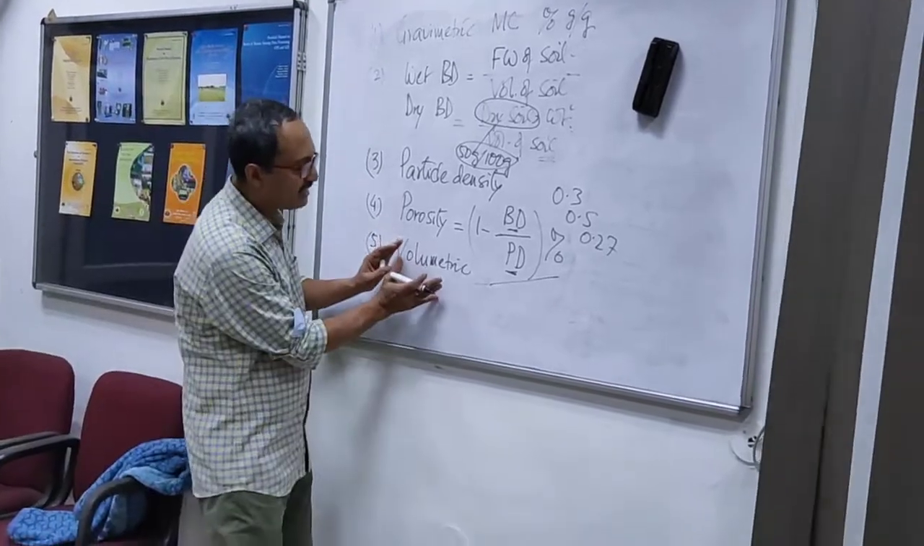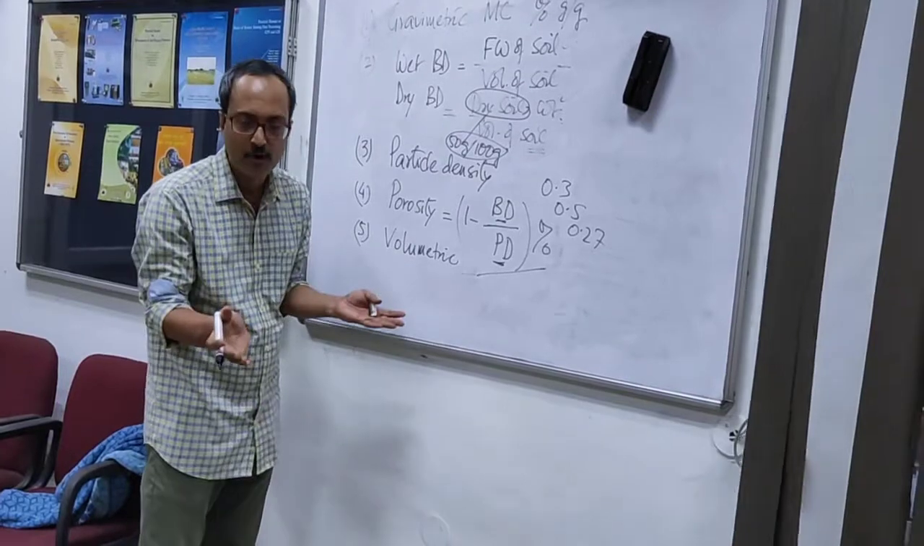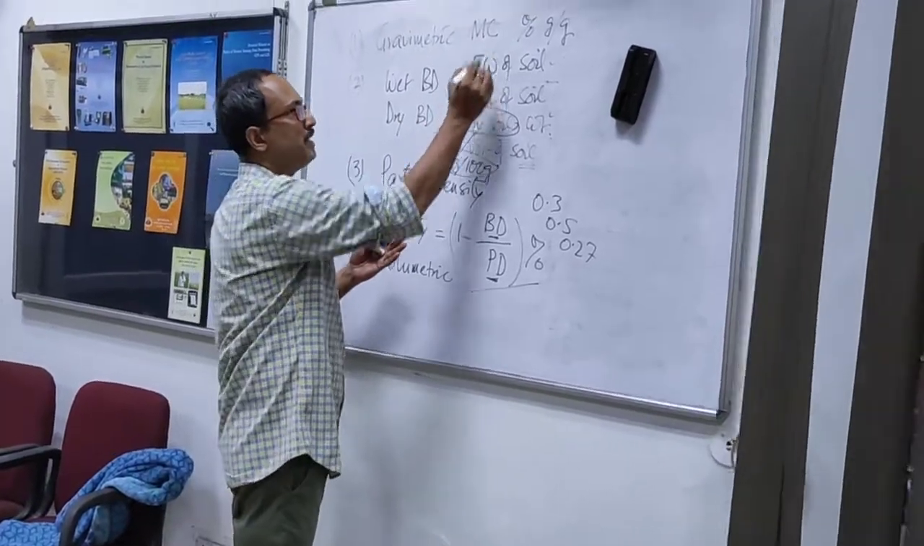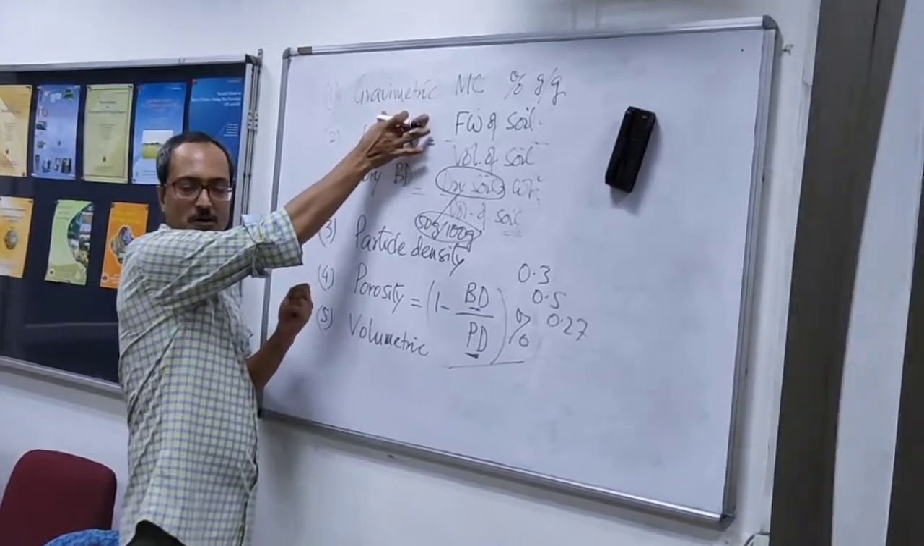You can simply take the volume of the water. What is the volume of water? Volume of water is simply the mass of water. The mass of water is fresh weight minus dry weight. This you have already got. So, for the gravimetric moisture content calculation.